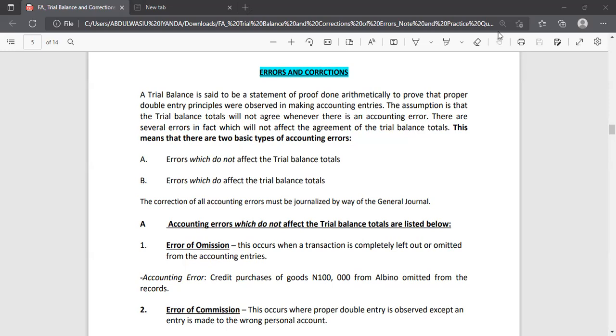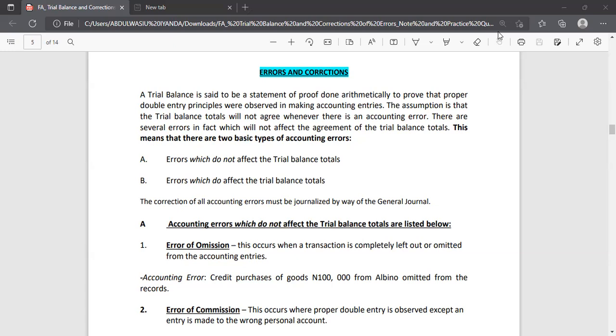In today's class, we are going to be talking about correction of errors. Errors, that's the key thing that we are talking about. This is not really a bad topic. It's not really that difficult.